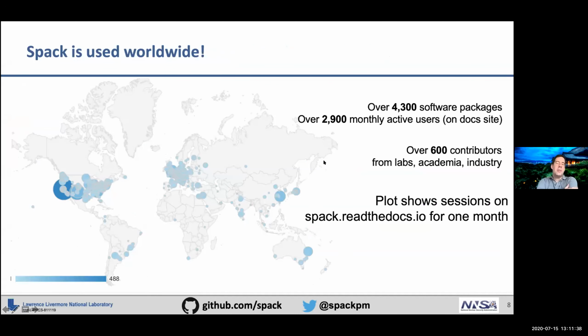Spack, we started the project in 2013, and it's gotten to be pretty popular since then. When we first went public, we started with maybe 170 software packages, mostly written by folks at Livermore. We're up to 4,300 software packages in the mainline with almost 3,000 monthly users of our documentation site and over 600 contributors. And so we've really managed to grow the project where we have worldwide participation, and most of the packages are contributed by people external to Livermore. It's a big collaboration of a lot of different sites.